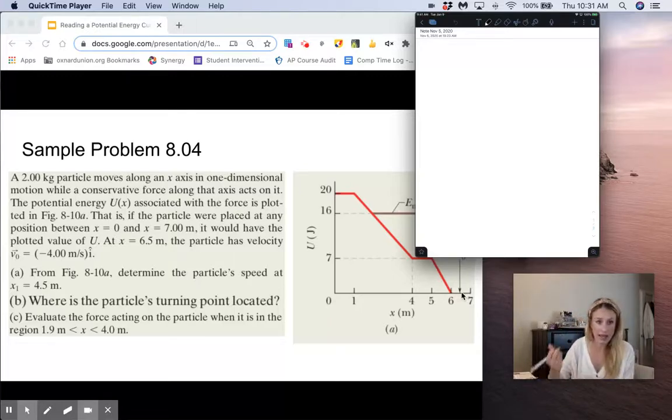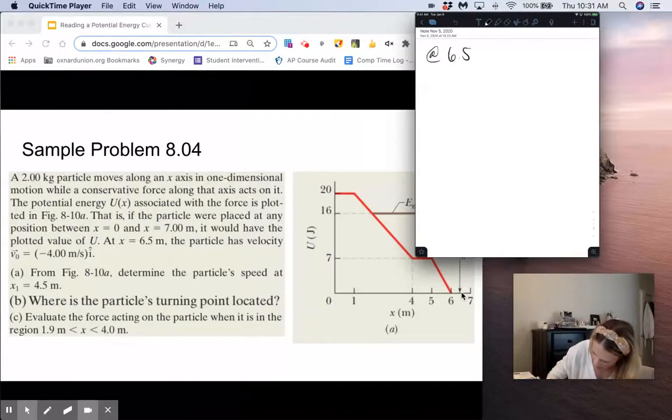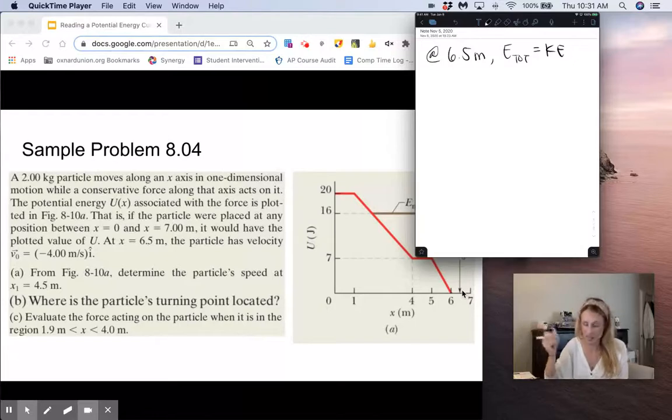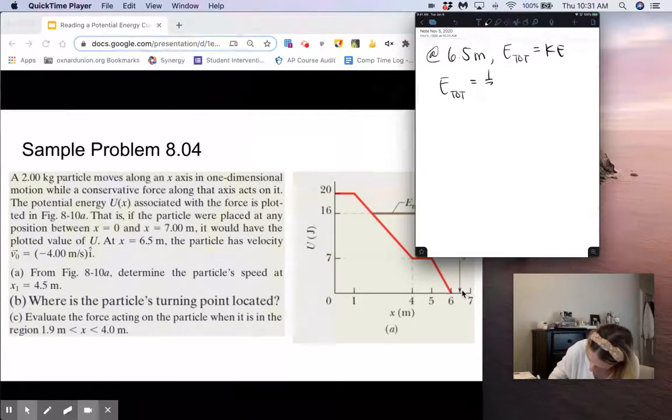So for A, we're determining the particle speed. The first thing we're going to do is find the total mechanical energy. So at that 6.5 meters, E total is equal to kinetic energy, okay? So our total energy is going to be 1/2 mv squared.